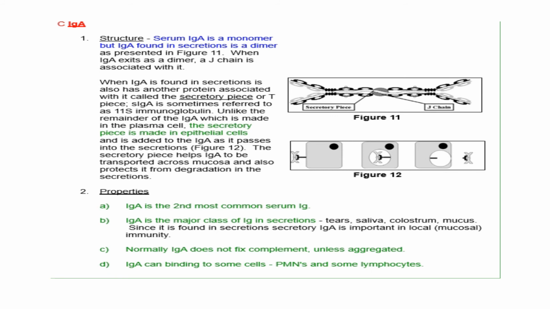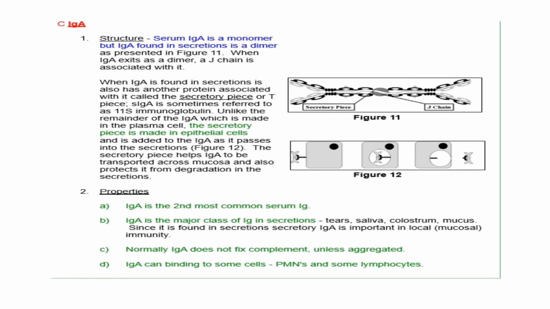This figure shows how the secretory piece is added to immunoglobulin A. The secretory piece helps immunoglobulin A to be transported across the mucosa and also protects it from degradation by the secretions, like gastrointestinal secretion or some enzymes present in the respiratory secretion. What are the properties?